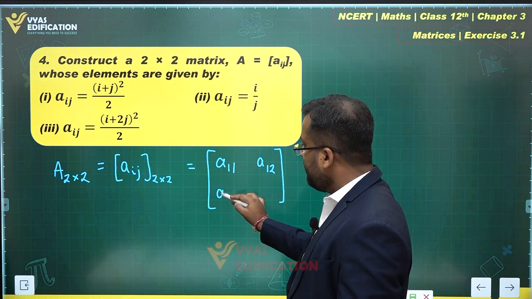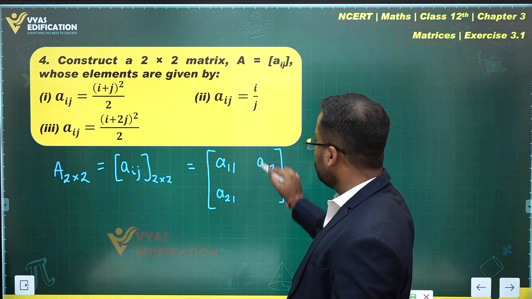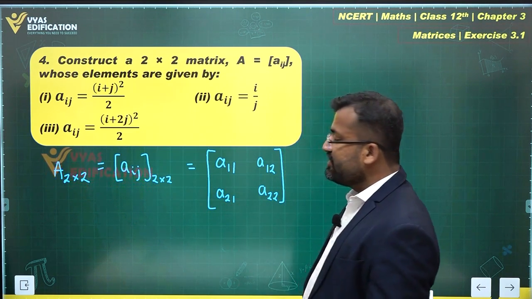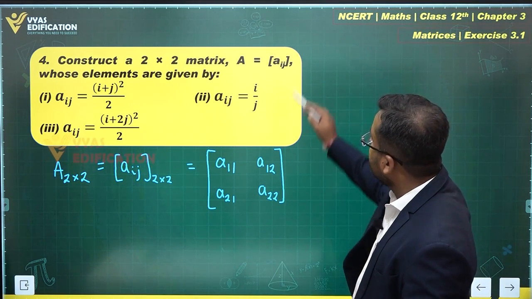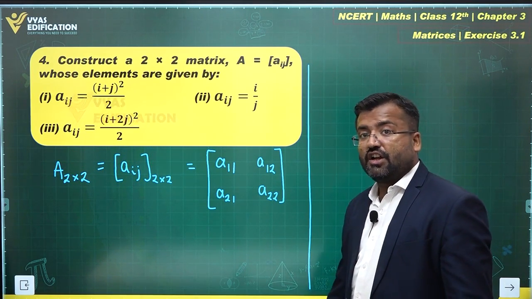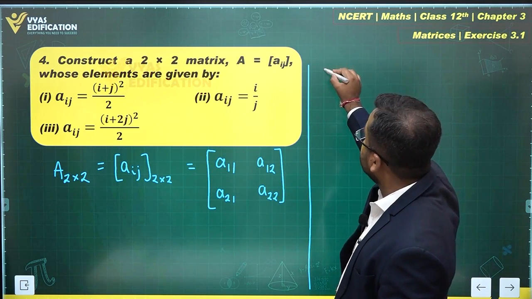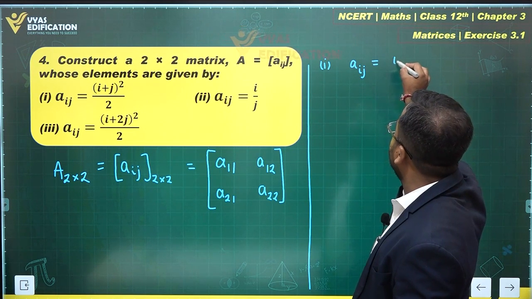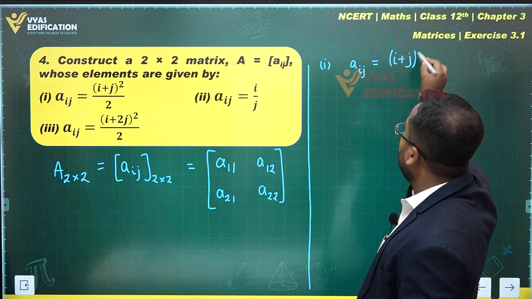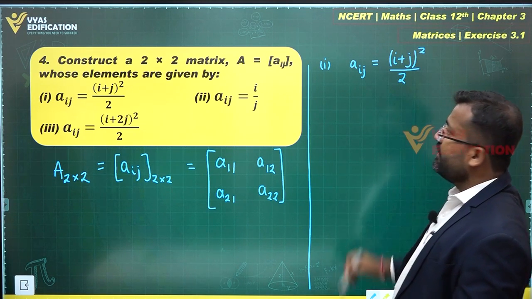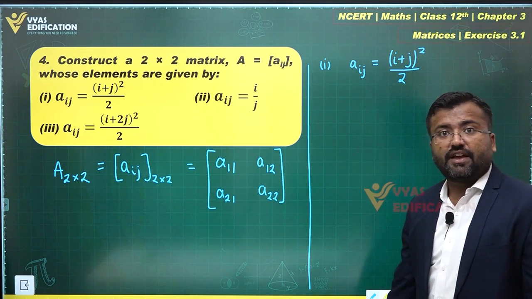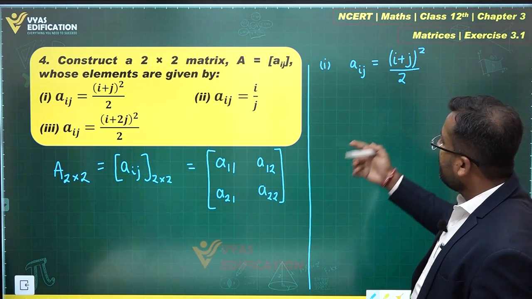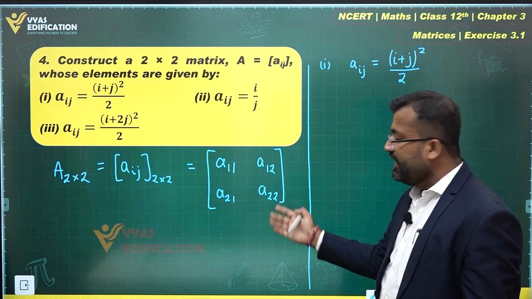Second row, first column, the element would be A21. And the second row, second column, the element would be A22. Basically, these are different values of i and j, which give us these elements, right? And now we'll solve each part. Let's take a look at the first part. For the first part, it is given that Aij equals (i plus j) whole square divided by 2, right? This is what we have. Since this is known that Aij is equal to this, can we find A11, A12, A21, A22 very easily?